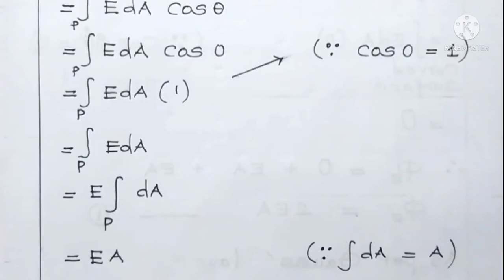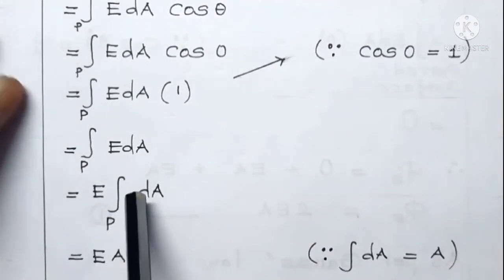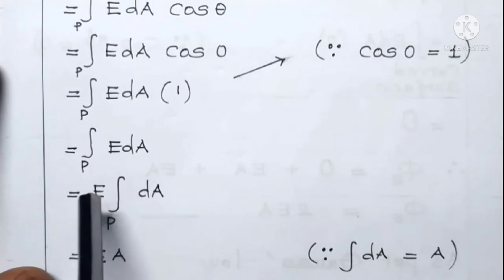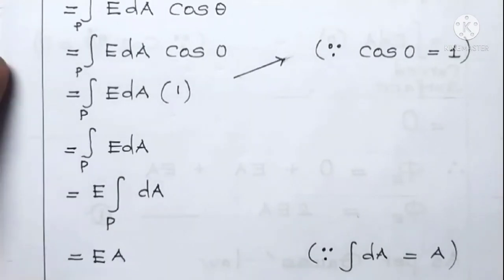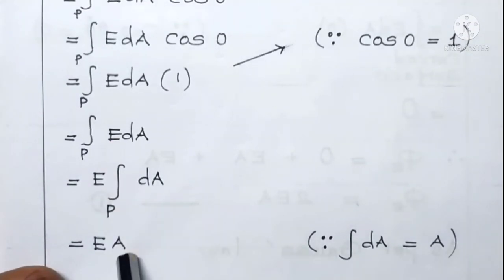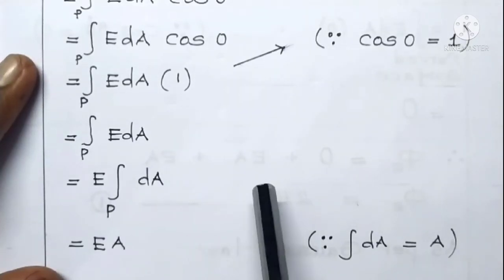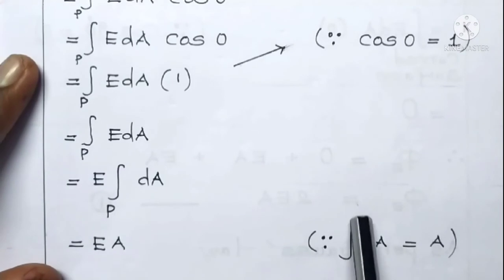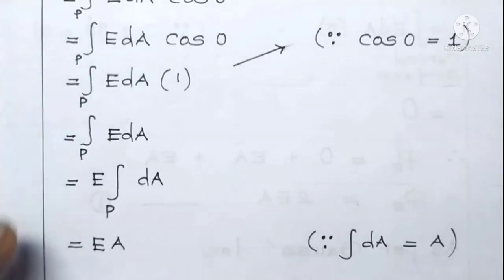In the next step, this electric field is constant in this case, so we can take it out of the integral. So I am going to integrate only dA at point P. If I integrate dA, I will get A. This is the integration formula: integration of dx is equal to what? x. Similarly, integration of dA is equal to A. That's what we have got here, which is equal to E into A.